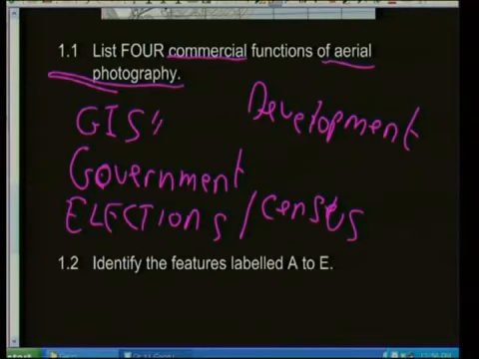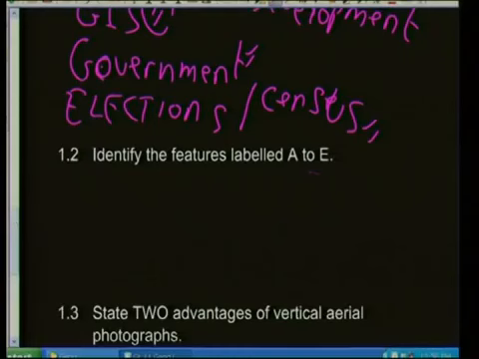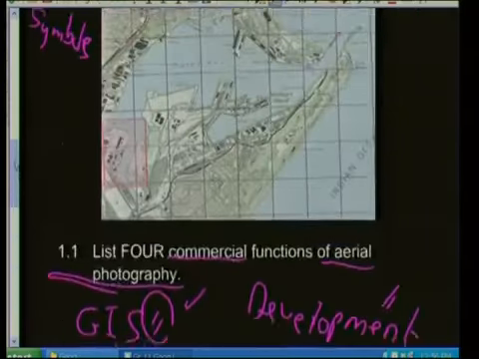The GIS, the government, the elections, the development of businesses and whatever, if it comes out in your interpretation questions, it's worth 2 marks. If it comes out in your multiple choice, all right, it's worth 1 mark. So remember, 2 marks when it's for your interpretation questions. In your multiple choice questions, it comes out as 1 mark. Okay? Identify features labeled A to E. Now this is where I want to show you, and this is the most important part. All right, A to E.